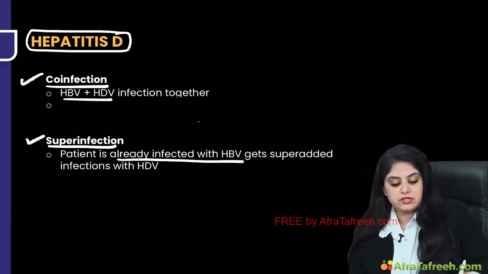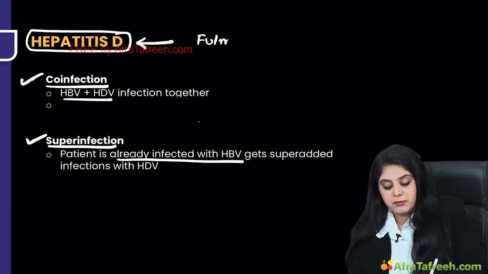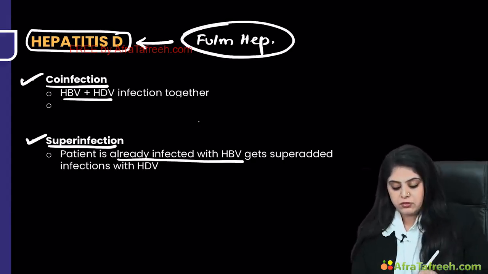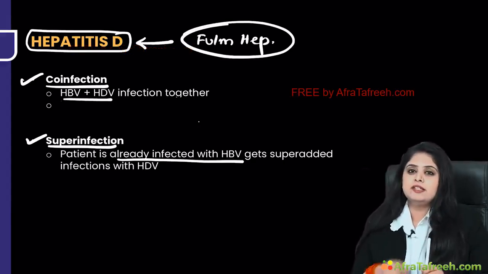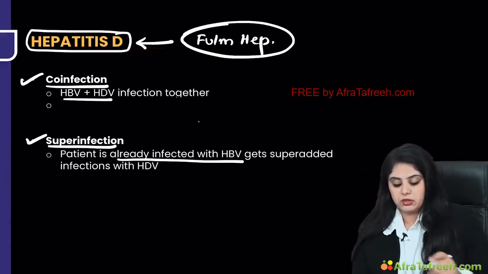So co-infection and superinfection are phenomena seen with hepatitis D. I hope you remember this is the one that was causing fulminant hepatitis. Now I want to ask you, if I correlate this information with pathology, what are the different photos that you can see in pathology?